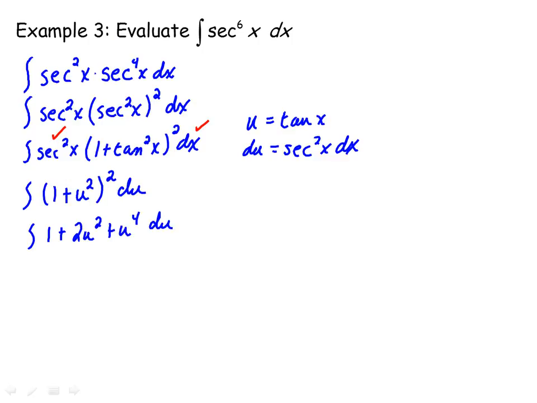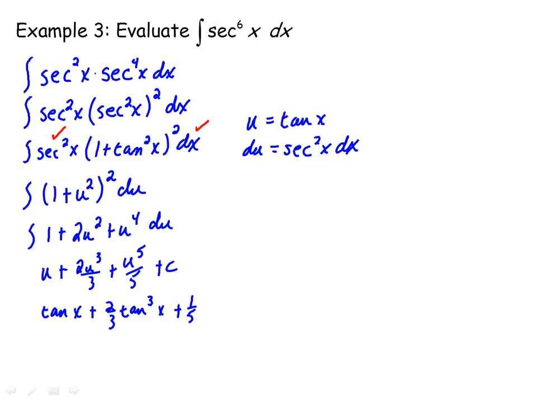Where do I go now? Integration with respect to u, so the integral of 1 is just going to be u. The integral of 2u squared is going to be 2u to the 3rd over 3. The integral of u to the 4th is going to be u to the 5th over 5 plus c. Nothing's going to cancel out, so all I've got to do is substitute back in for u. What is u? Tangent x. So we're going to have tangent x plus 2/3 tangent cubed x plus 1/5 tangent to the 5th x plus c.